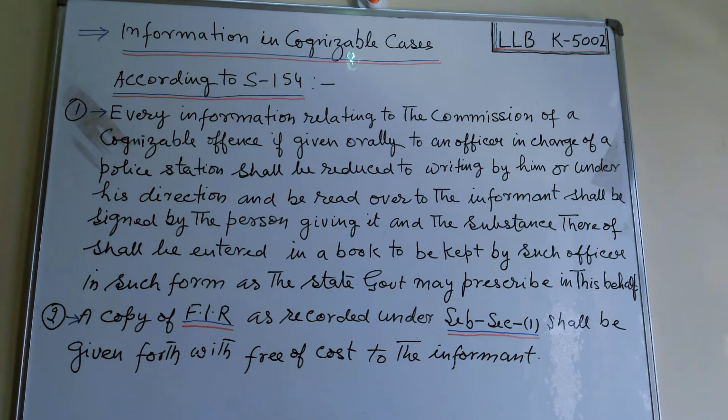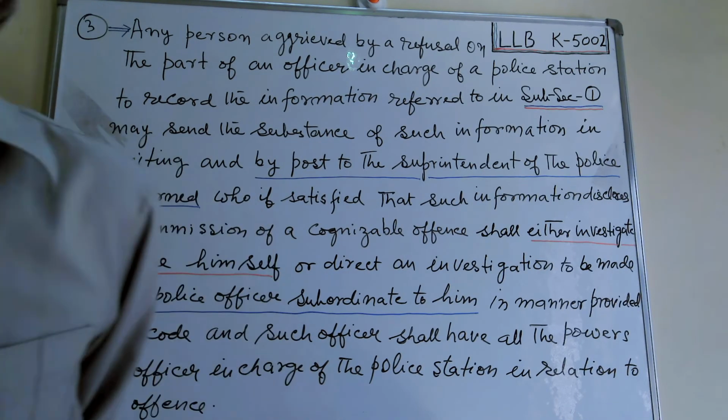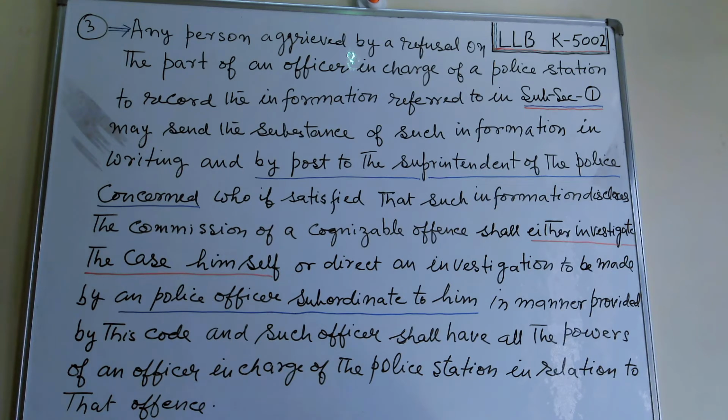Now I am taking the third point. My dear friends, third point. Any person aggrieved by a refusal on the part of an officer in charge of a police station to record the information referred to in subsection 1 may send the substance of such information in writing and by post to the superintendent of police concerned. I think, my dear, this is clear.